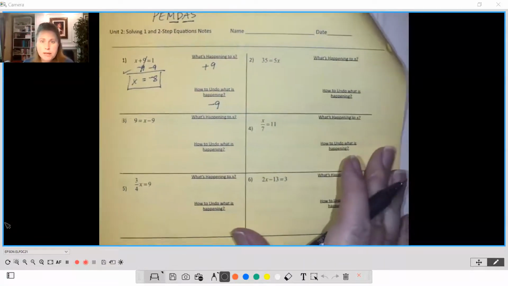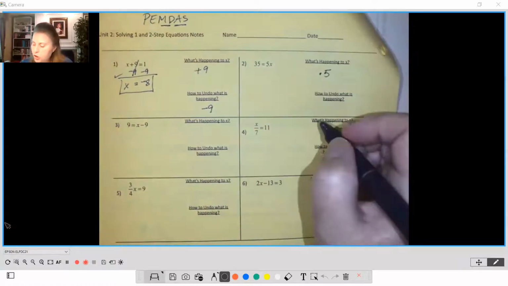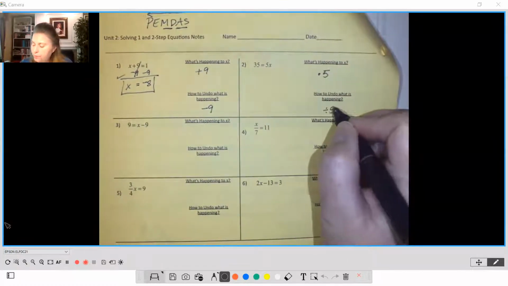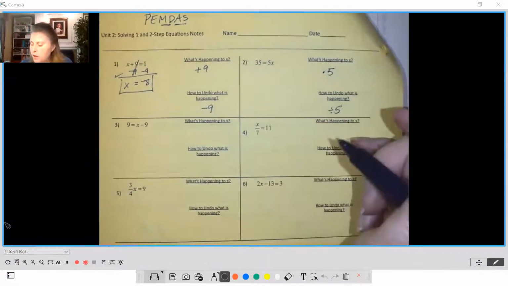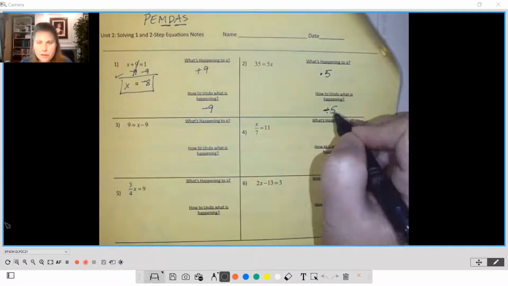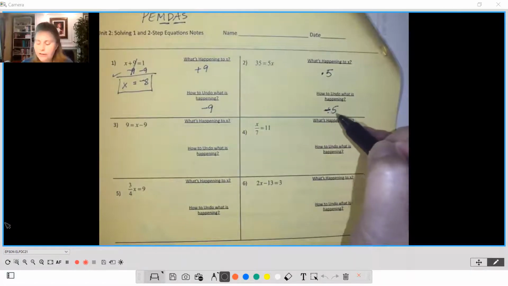Number 2, what's happening to x? It's being multiplied by 5. So we need to divide by 5. We really rarely use the division symbol in algebra anymore. And if you look at the division symbol itself, it's a fraction, something over something else. This dot is the numerator, that dot is the denominator. So we're dividing by 5.